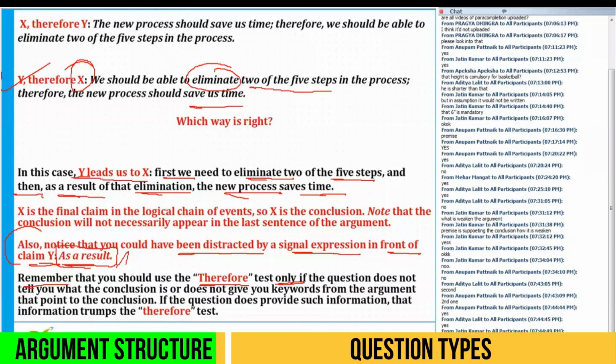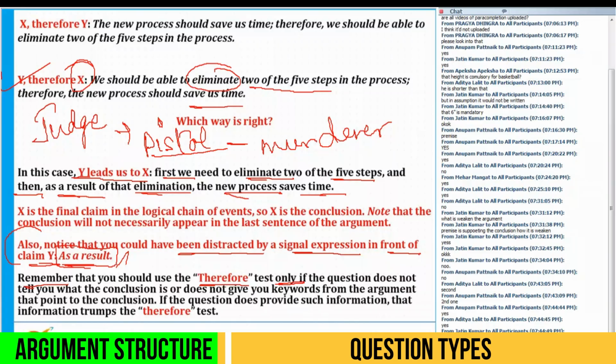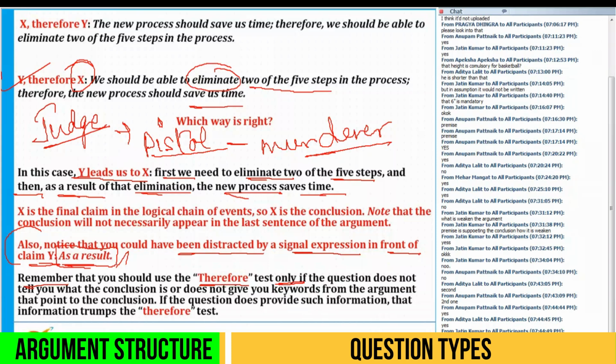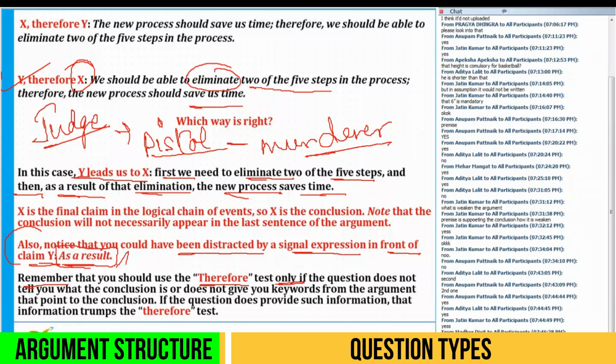For example, if you go to a judge and say, Your Honor, this man was in possession of a pistol, and that is why he is the murderer. That is why this guy should be sent behind bars. What will the judge say to you? Get lost. Yes or no? The mere possession of a pistol does not prove that he is the murderer. Even if the pistol has fingerprints of that person, does it automatically prove that that person is the murderer?